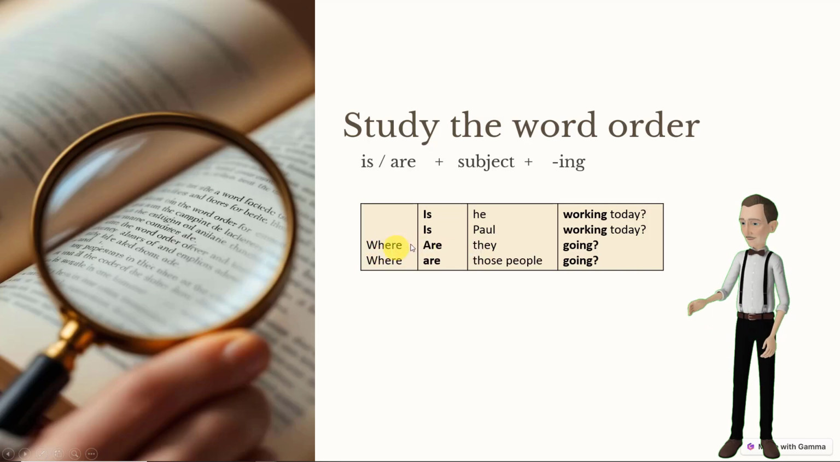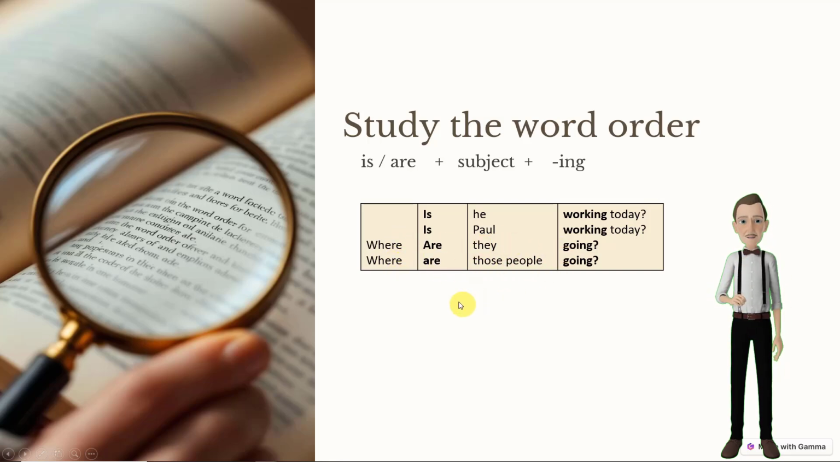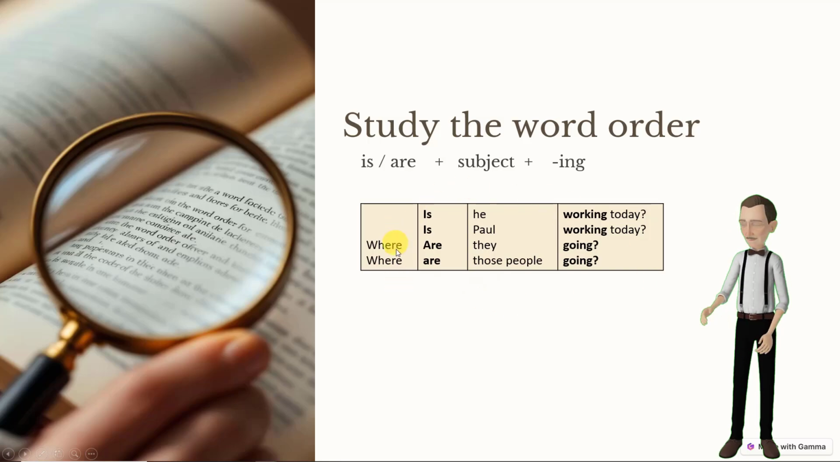For instance, is he working today? Is Paul or Peter or Jane or whoever working today? Where are they going? Where are you going? Where are we going? Where are those people going? Guys, this is so important to get correctly right.